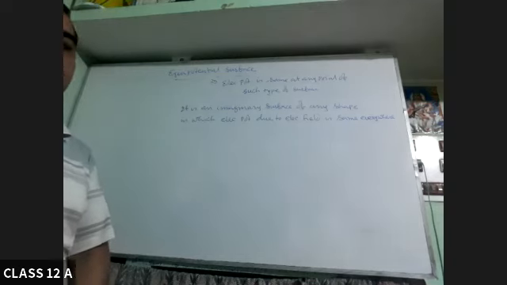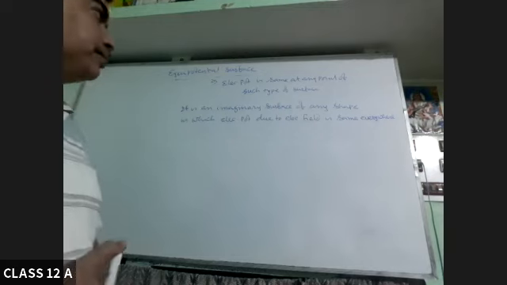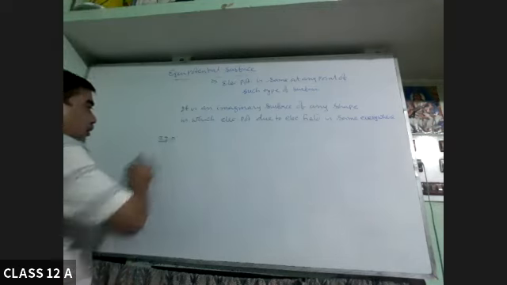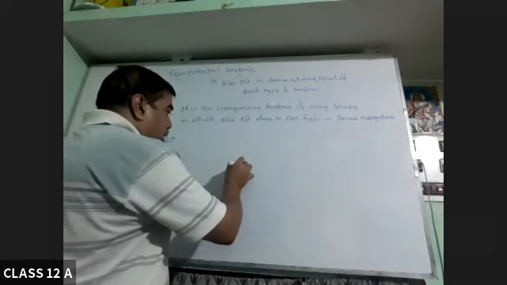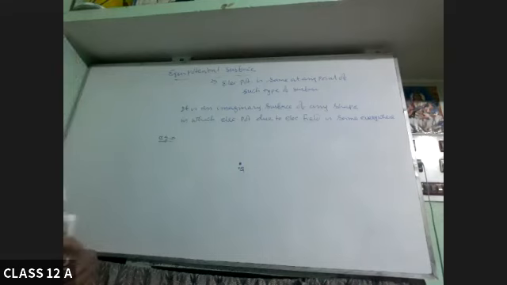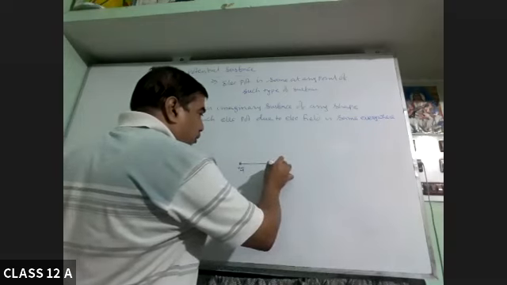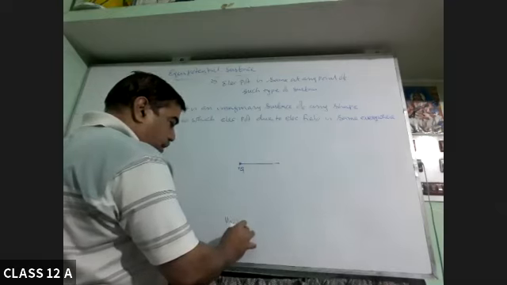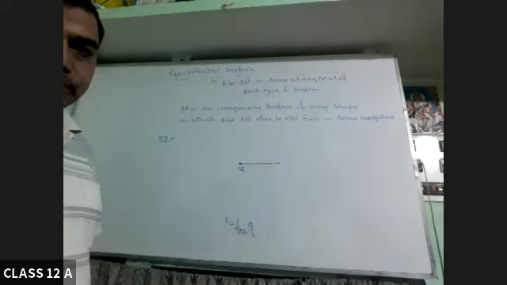So it may be of any shape. Now suppose an example: if we consider a point charge plus Q, what is the electric potential at distance R? One by 4 pi epsilon naught Q over R. That is the electric potential due to a point charge.